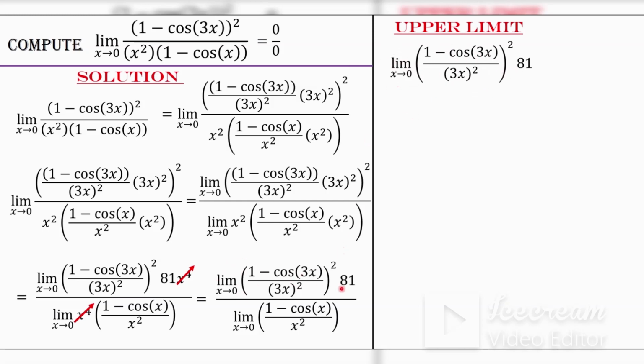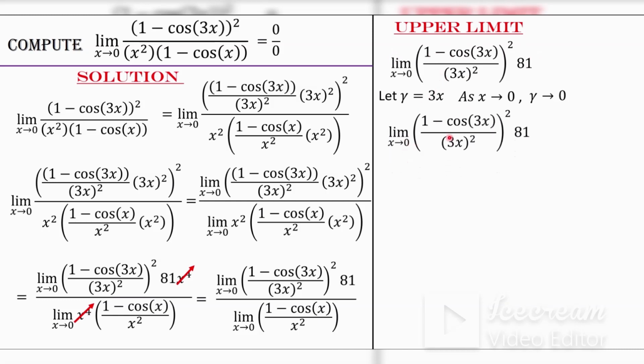Remember, we are trying to get the upper limit. So if we let gamma equal 3x, we can realize that as x tends to 0, gamma as well tends to 0. For which I can therefore write this limit as the limit as gamma tends to 0 of (1 minus cos gamma) divided by gamma squared, all squared, then times 81.